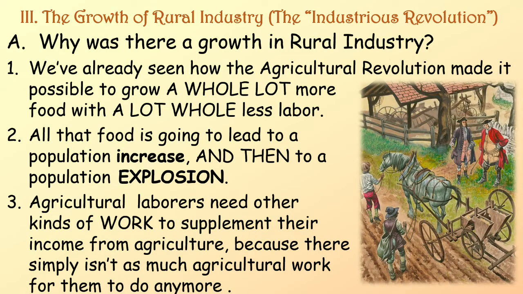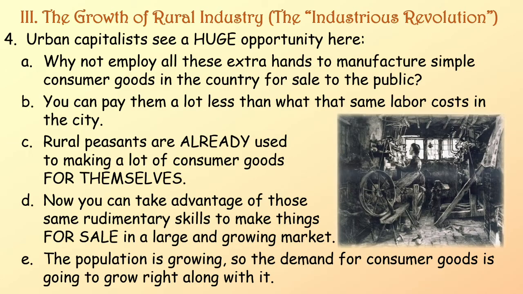So why was there a growth in rural industry? We've already seen how the agricultural revolution made it possible to grow a whole lot more food with a whole lot less labor. And all that food is going to lead to a population increase and then to a population explosion. So that's what we've seen in 17.1 and 17.2. Agricultural laborers need other kinds of work to supplement their income from agriculture because there simply isn't as much agricultural work for them to do anymore.